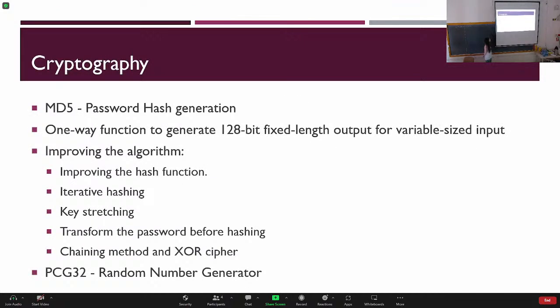For the password hash storing, we used the MD5 algorithm, which is a hashing algorithm to get a 128-bit fixed value. There are ways that we can improve this, but I used the basic approach for my project, since this was not a main part of it. And for the values of the security identifiers, I used the PCG32 random number generator.